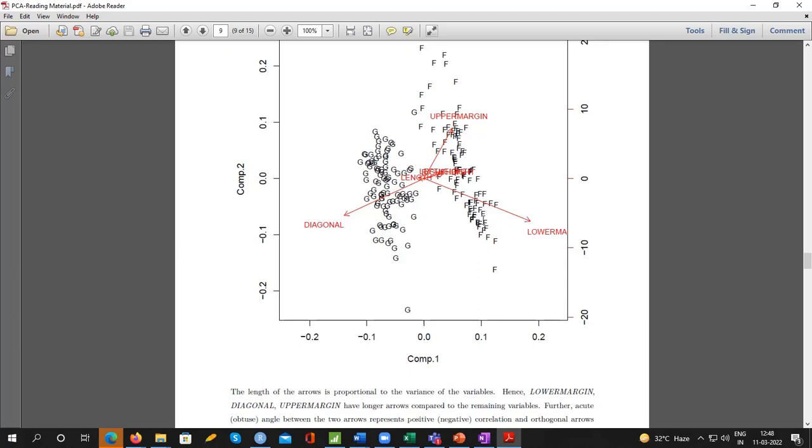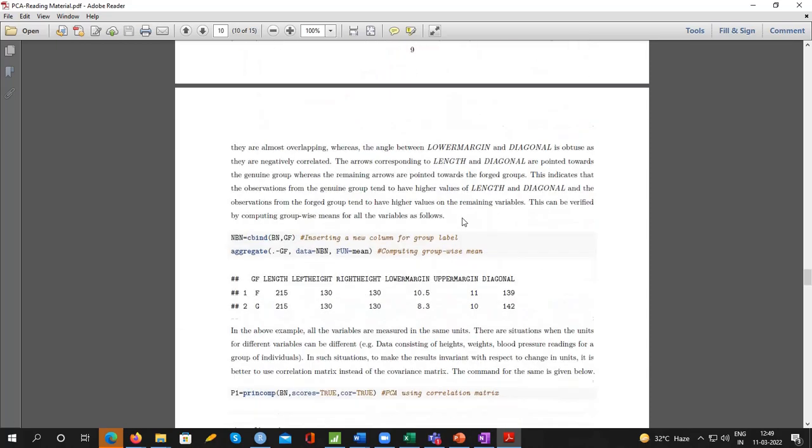So fake notes or forged notes probably have higher values of lower margin than genuine notes. On the other hand, genuine notes probably have higher values of diagonal than the fake notes. Upper margin is also high for fake notes. So let me see if I have, yeah.